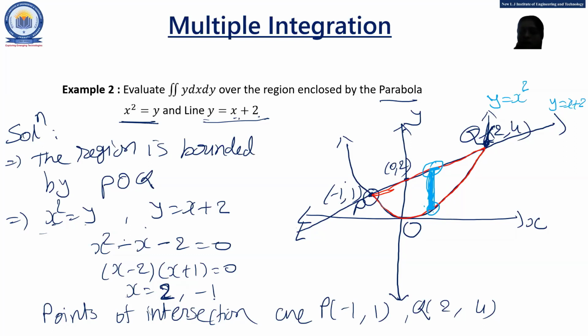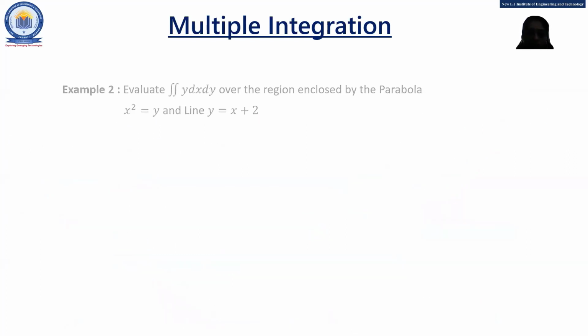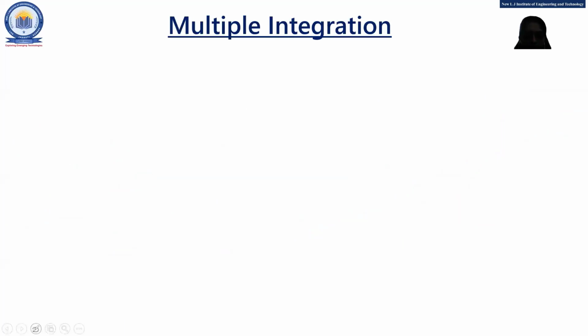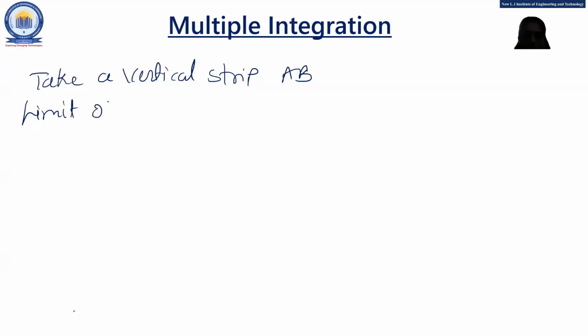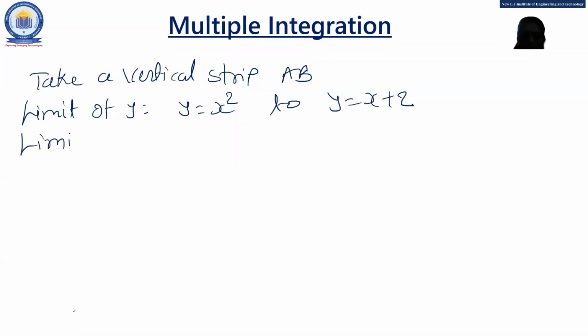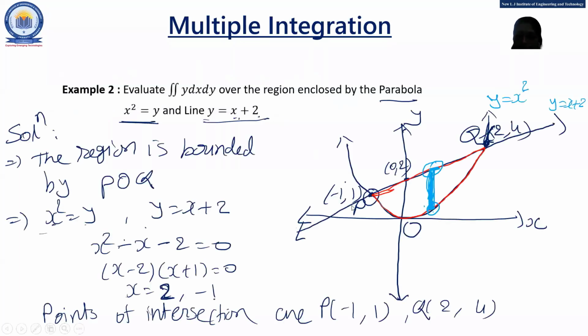It means the limits of y are, by taking a vertical strip, I have to write the limit of y first: y equal to x square, my bottom part, and y equal to x plus 2, my upper part. And for the limit of x, see, what you have to find?